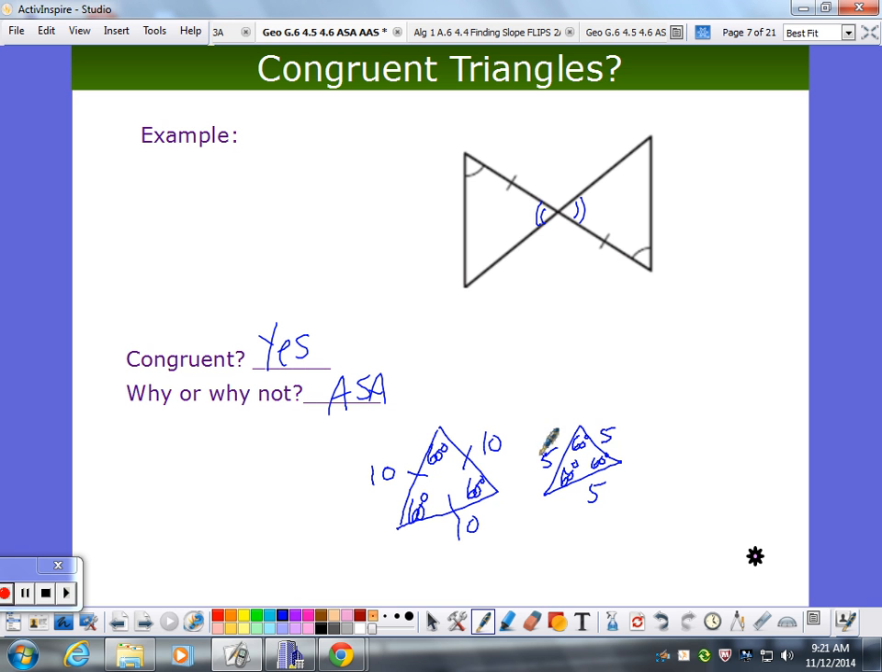So I found a counterexample for angle, angle, angle that it's not going to work. Sometimes it does, sometimes it doesn't. So we don't have that as a congruence theorem. What was the other one that didn't work?